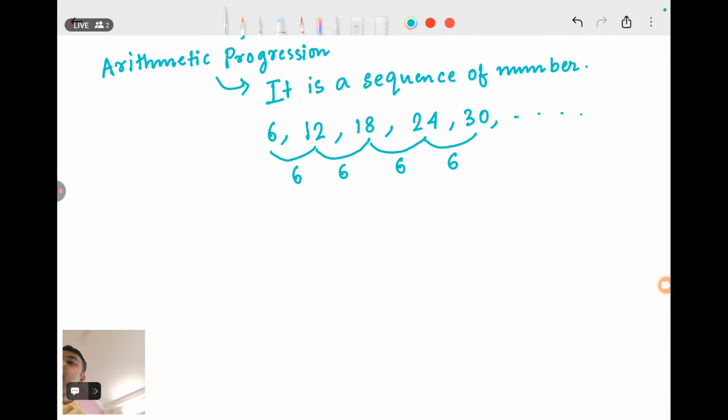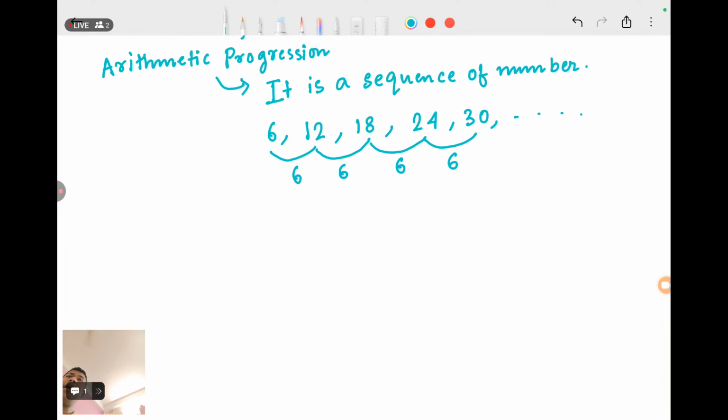6 ऐड किया। तो यहाँ पर एक चीज़ दिखाई दे रही है कि जो नेक्स्ट नंबर मिलने के लिए, मेरे को जो पहला नंबर है उसके साथ हर समय 6 ऐड करना पड़ रहा है। तो अगर मेरे को प्रिसीडिंग या सक्सेसिव नंबर मिलने के लिए एडिशन या सब्सट्रैक्शन करना पड़ रहा है, तो उस प्रोग्रेशन को हम लोग बोलेंगे अरिथमेटिक प्रोग्रेशन.